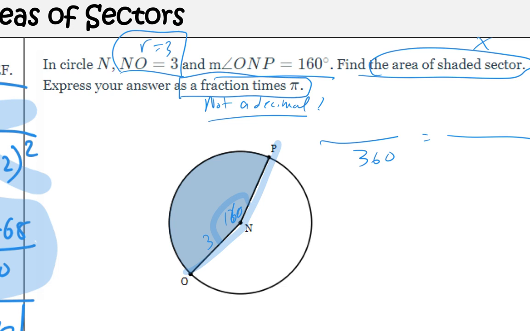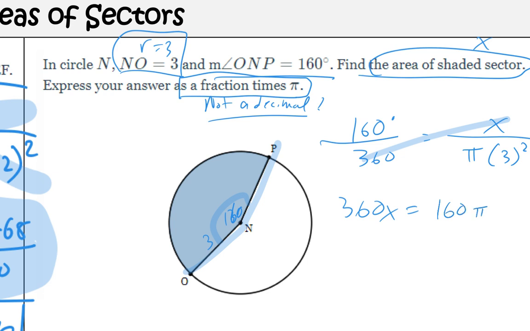We know it's going to be 360 over here. If this central angle is 160, the arc measurement is also 160 over 360. We're trying to find the area, so we put that over x, and then it's going to be pi times the radius of 3 squared. So let's do the math. 360 times x gives us 360x equals 160 times pi times 3 squared. Then we divide by 360, and divide by 360 cancels out.